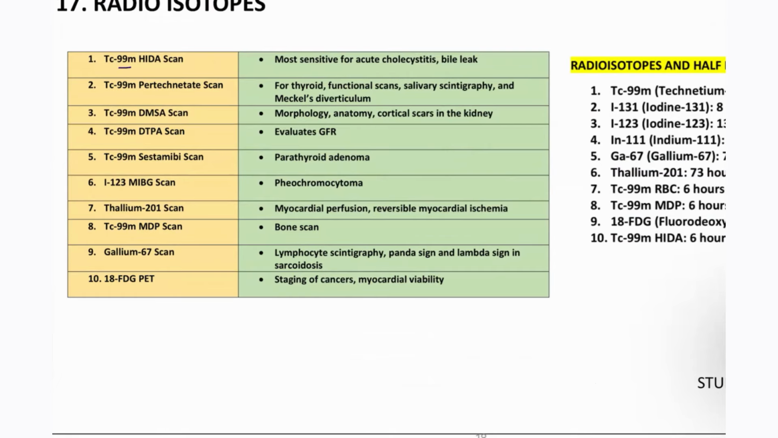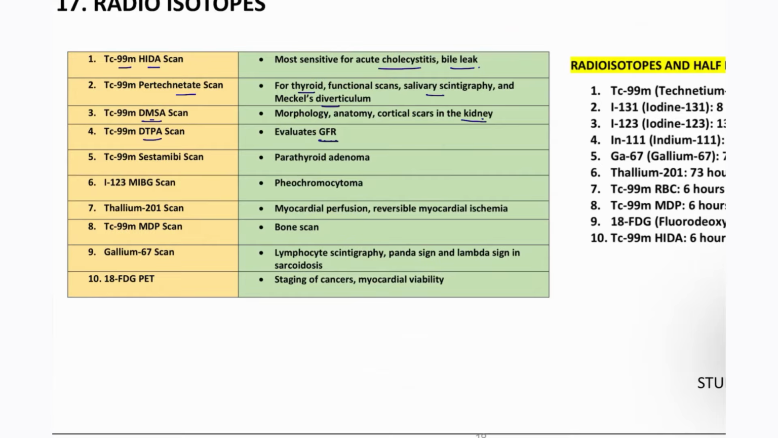Next, coming to the radioisotopes. Technetium 99 HIDA scan is used for acute cholecystitis, biliary leak and also biliary stenosis. Next, technetium 99 pertechnetate is used for the thyroid, salivary glands and Meckel's diverticulum. Next, DMSA scan is used for the kidney, for the anatomy of the kidney. DTPA is used for the GFR.